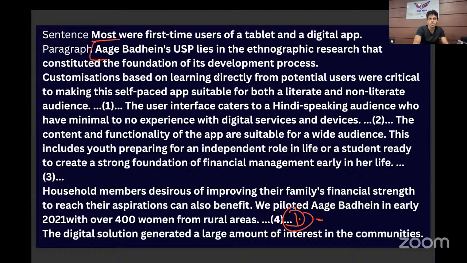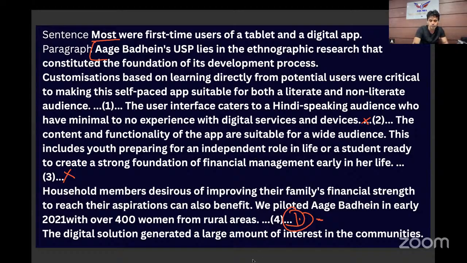Moving ahead: "...university lies in the ethnographic research that constituted the foundation of its development process. Customizations based on learning directly from potential users were critical to making this self-paced app suitable for both a literate and non-literate audience. The user interface caters to a Hindi..." Of course, it is a better end. "Most were first-time users of a tablet and a digital app." It could be on the first one, and definitely it cannot be put in the second and third. Or maybe you think that it can be put in the second and third. You need to compare it with other options. And D is the answer, guys.